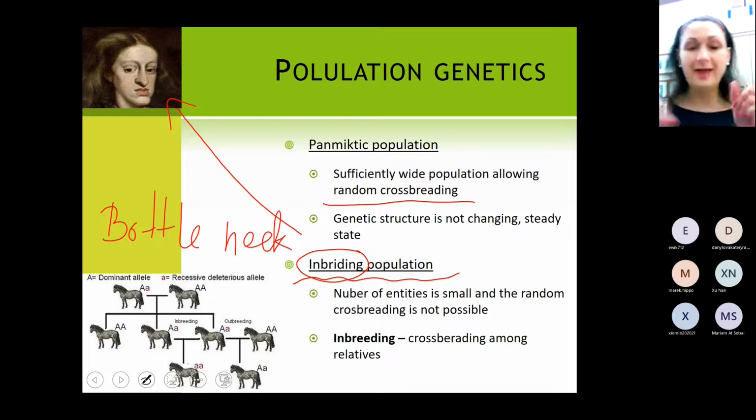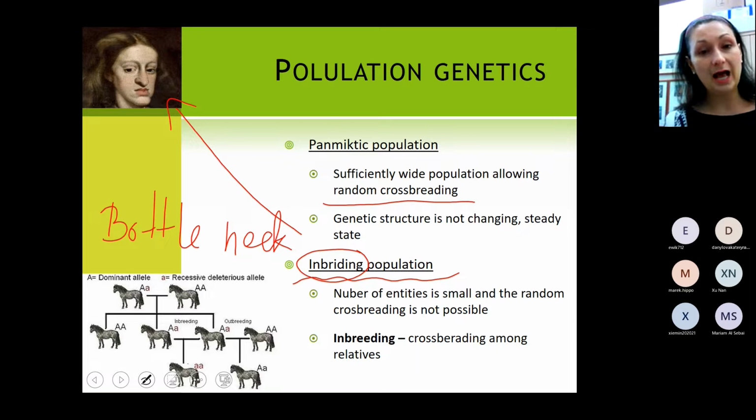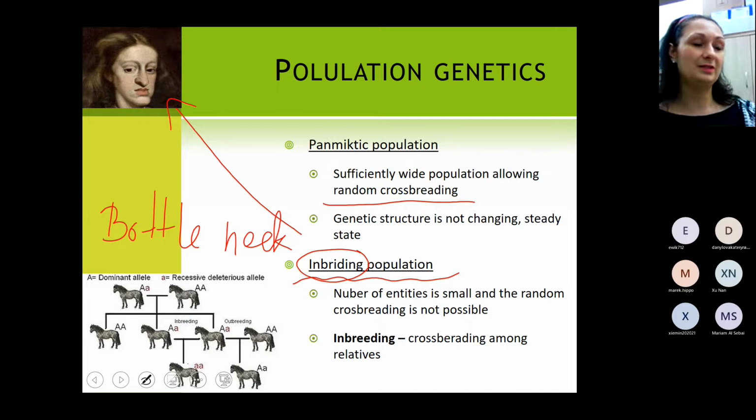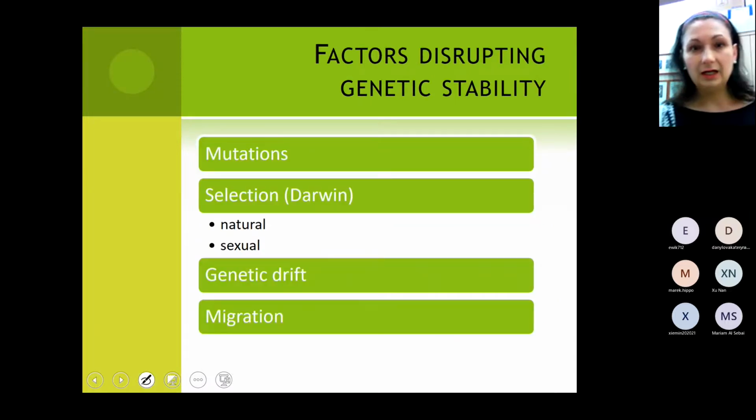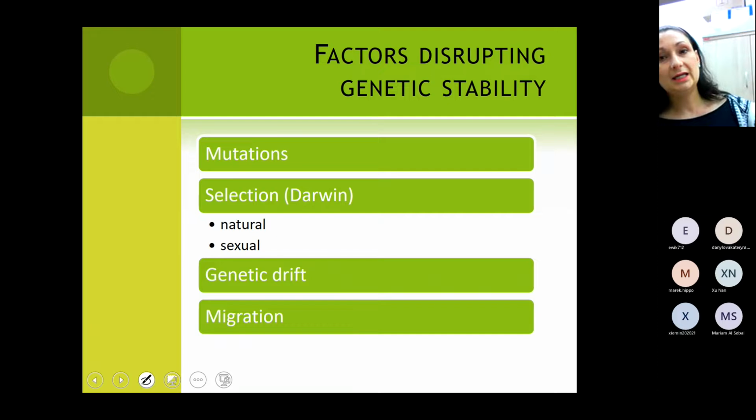Effect. Okay, bottleneck effect. So not all the time the inbreeding has a negative result. Sometimes, by some big portion of fortune, it can finish with some success, or with just some good result. That's it. So how can we disrupt the genetic stability?